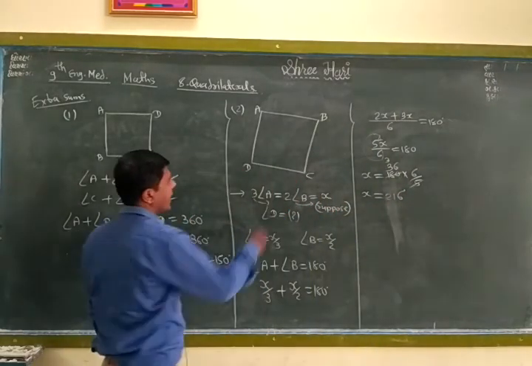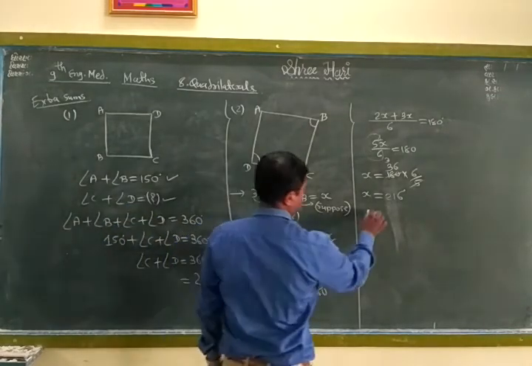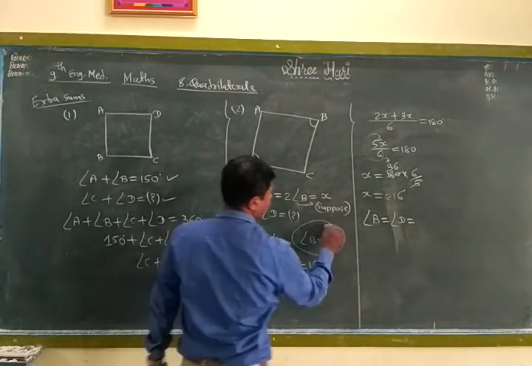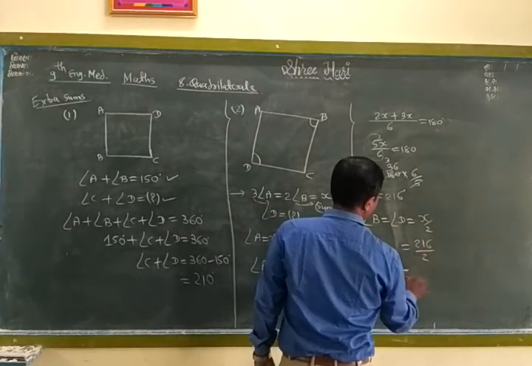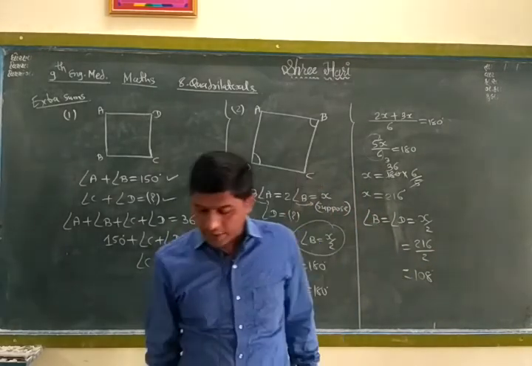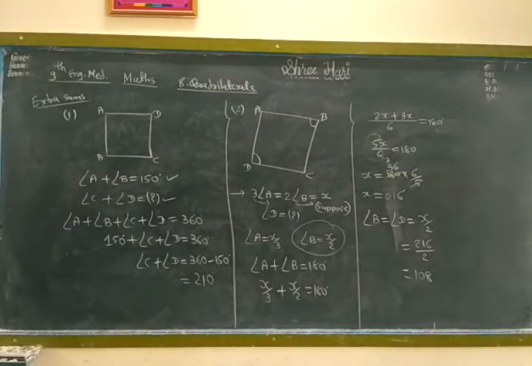So here angle B and angle D are the same, so angle B is equal to angle D. The value of B is X by 2, so 216 by 2 is 108. This type is asked also, so I did the extra sum. If this type is asked, it is very easy. You can do it this way, and you have to practice this too.